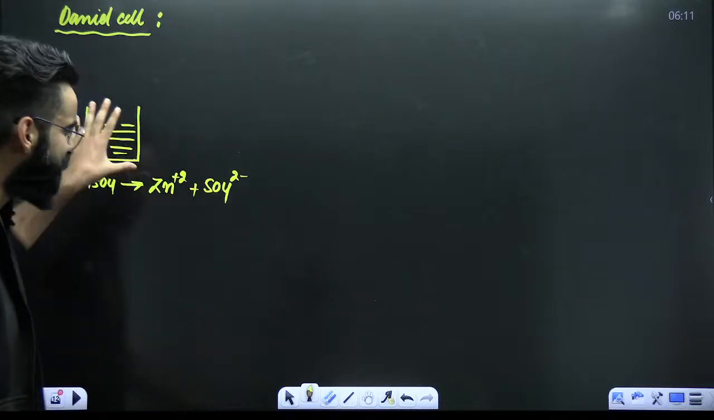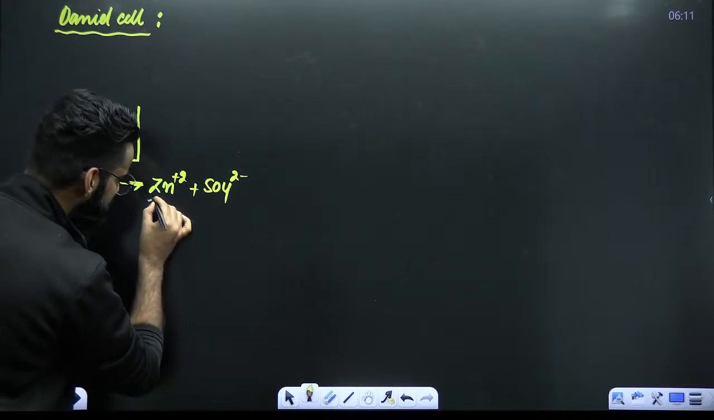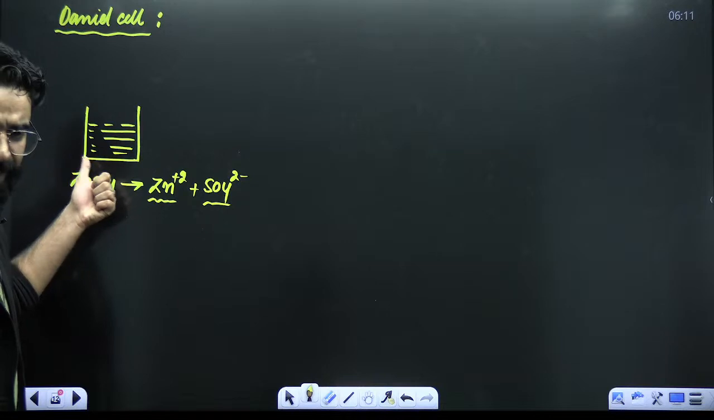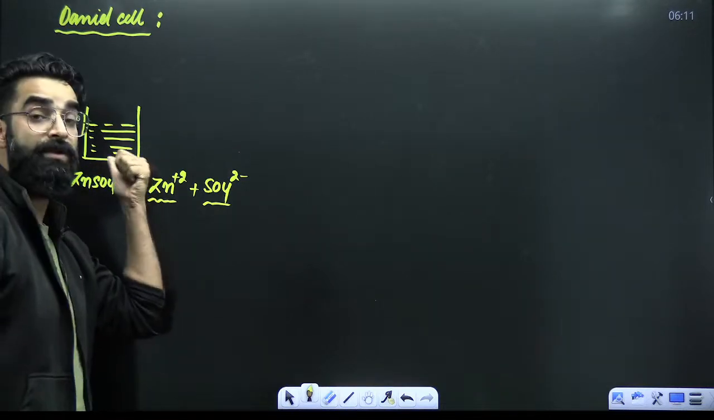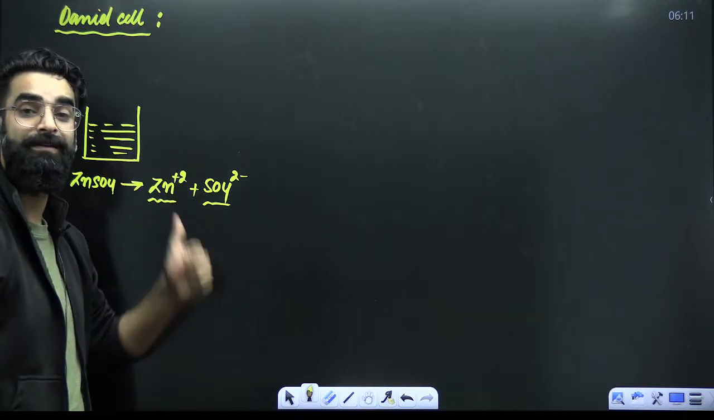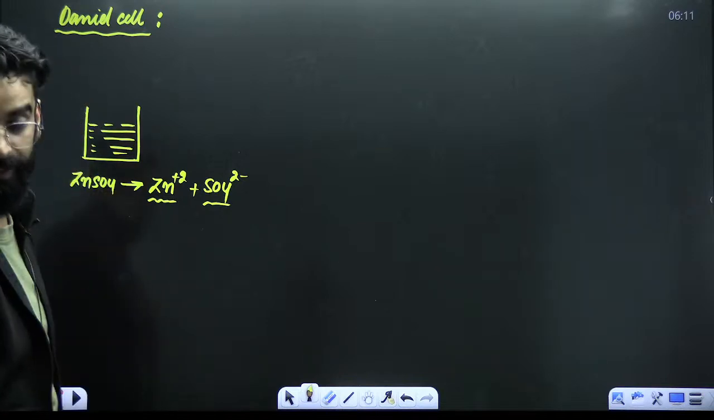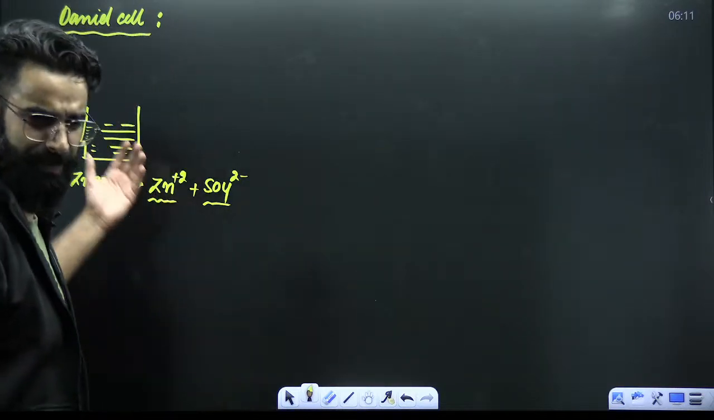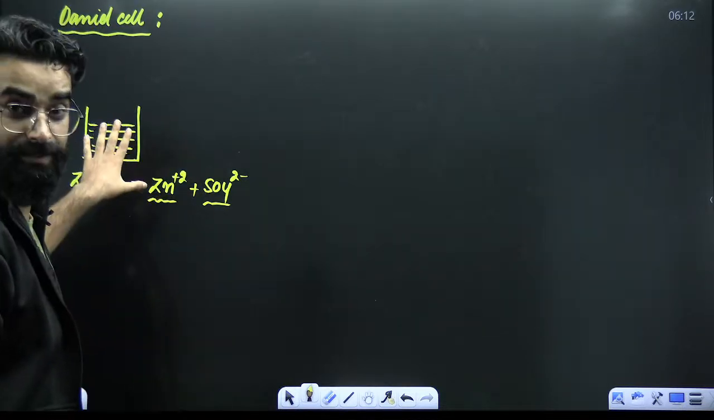So in this particular container, you have got equal number of cations and anions, right? If there are equal number of cations and anions present in this container, I would say the solution is right now electrically neutral, since there are equal number of cations and anions present. So this particular solution has to be electrically neutral, and it is electrically neutral.